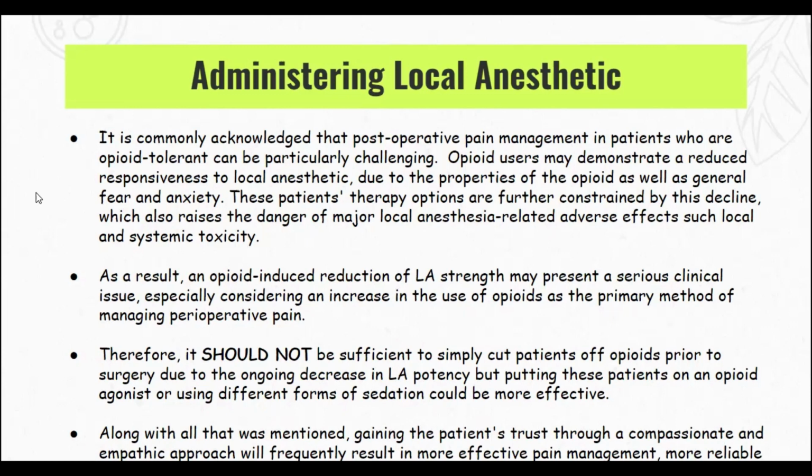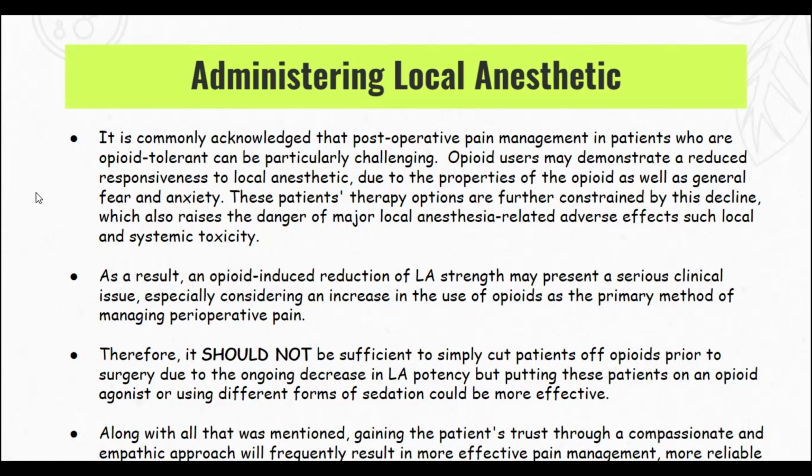As a result, an opioid-induced reduction of local anesthetic strength may present a serious clinical issue, especially considering an increase in the use of opioids as a primary method of managing perioperative pain. Therefore, it should not be sufficient to simply cut patients off opioids prior to surgery due to the ongoing decrease in local anesthetic potency. But putting these patients on an opioid agonist or using different forms of sedation could be more effective.